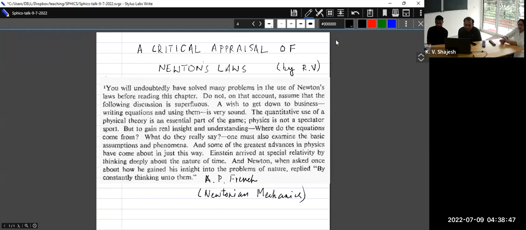So today we have Rishikesh Vaidya as our speaker. He's from Pilani, and he will have a description on a critical appraisal of Newton's law.